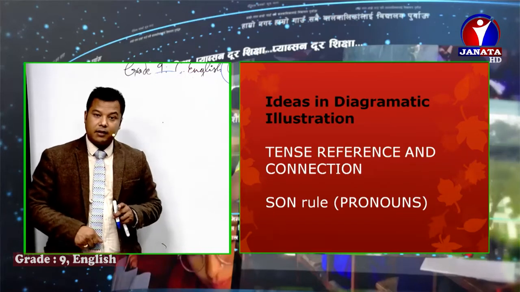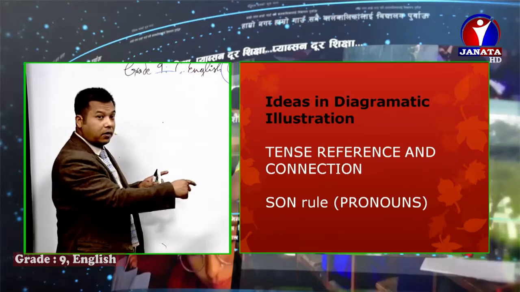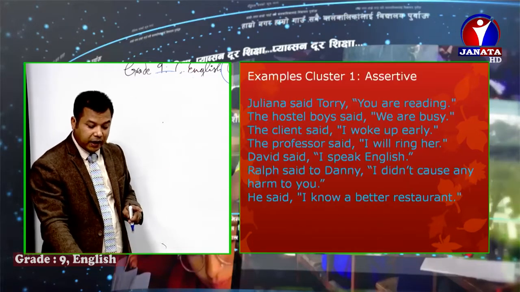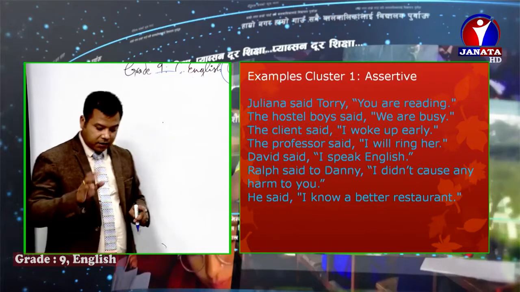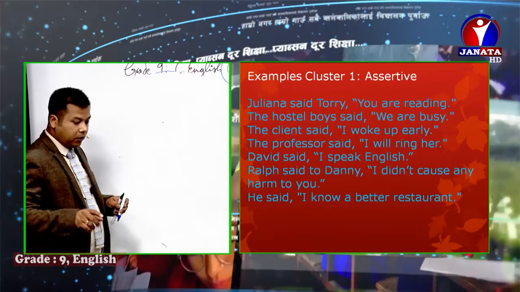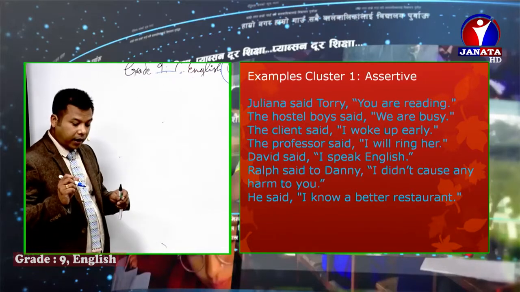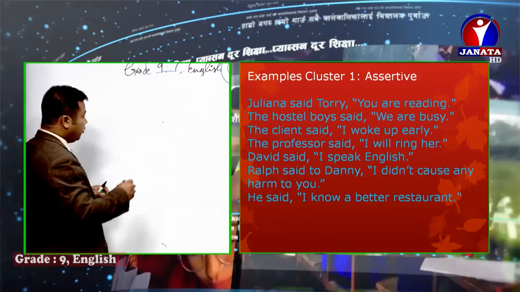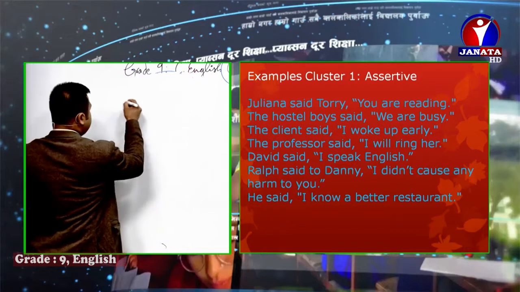Ideas and diagrammatic illustrations. In fact, I have already drawn that for you before. You must have copied it. The SON rule is already explained. Now we're going to pick up some sentences, I will do number 1 and one more number. We'll try to make it simple. See here.